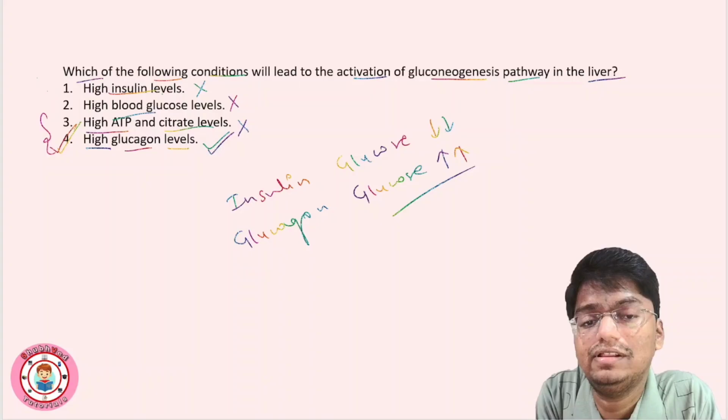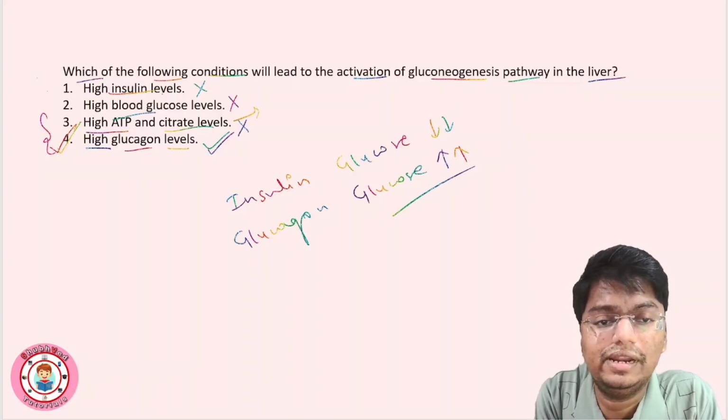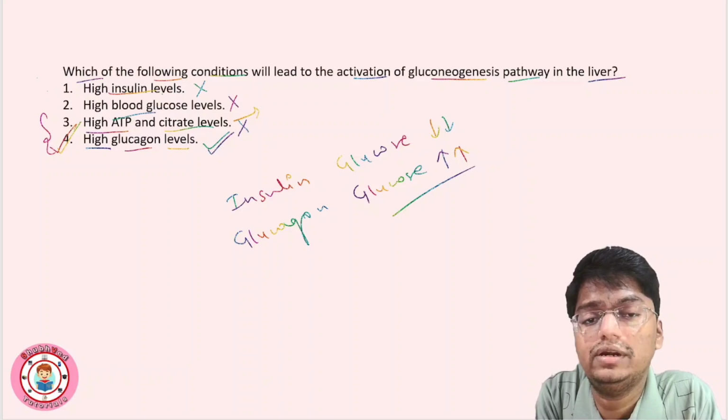and citrate levels, means this will inhibit the glycolysis. Right, glycolysis inhibit hoga, but that will not stimulate the synthesis of glucose. Okay, hormonal role is important. That's why option 4 is correct.